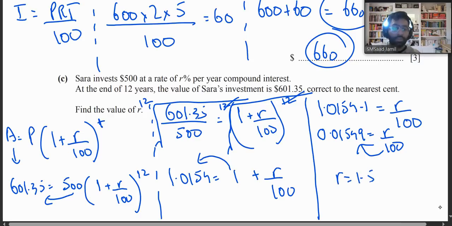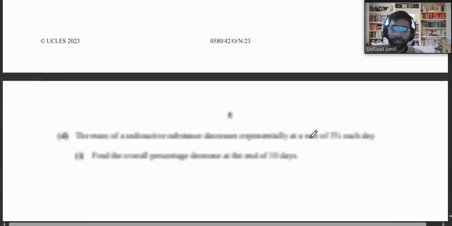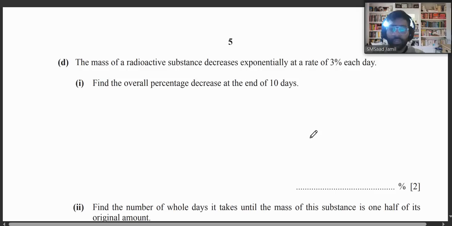R is equal to 1.54. So since it's 1.549, R will become 1.55. Remember, round it off to 3 significant figures, otherwise marks will be deducted. Anyways, it says the mass of a radioactive substance decreases exponentially at a rate of 3% each day. Find the overall percentage decrease at the end of 10 days.